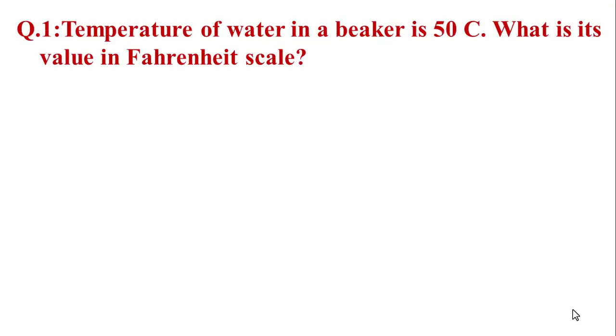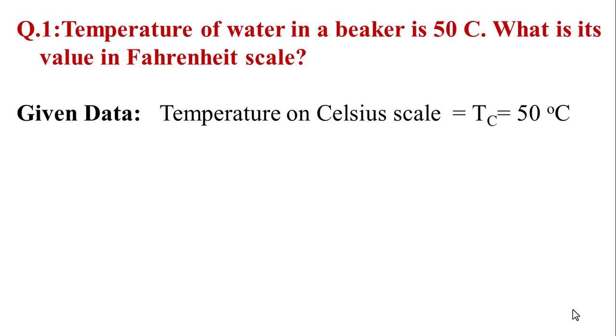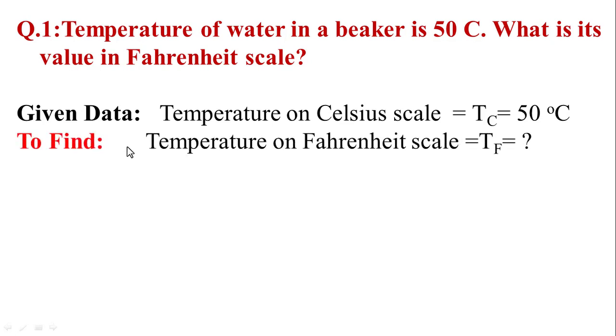So, in numerical number 1, temperature of water in a beaker is 50 Celsius. What is the temperature in Fahrenheit scale? Given temperature scale is Celsius scale. Now we can change the Celsius scale into Fahrenheit scale. First of all, write the given data. Temperature in Celsius scale Tc is equal to 50 Celsius. To find: temperature in Fahrenheit scale Tf is equal to question mark.